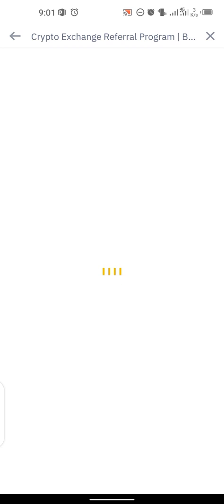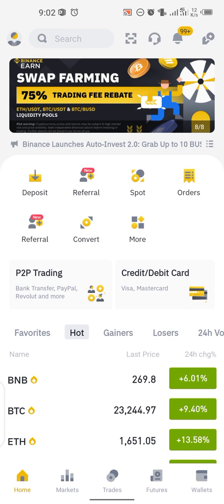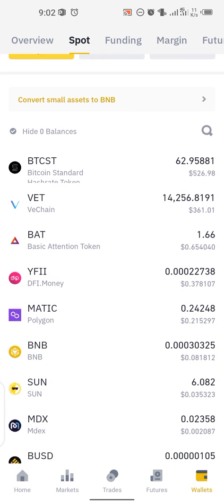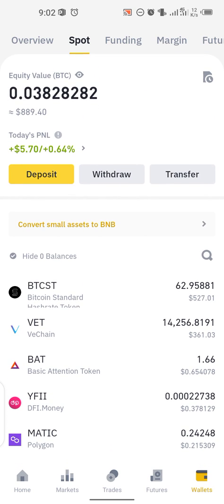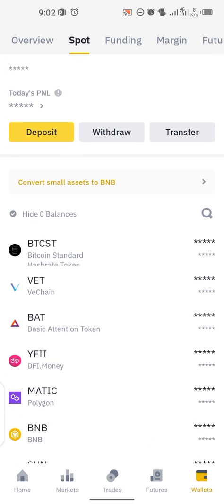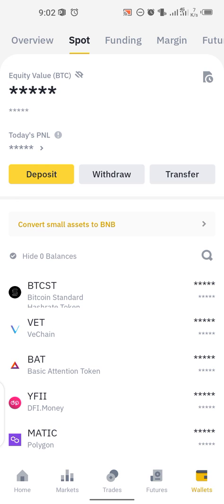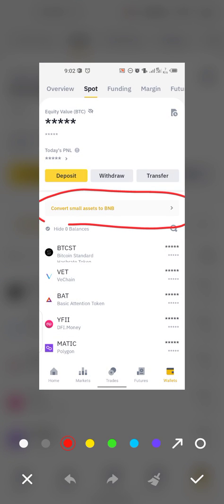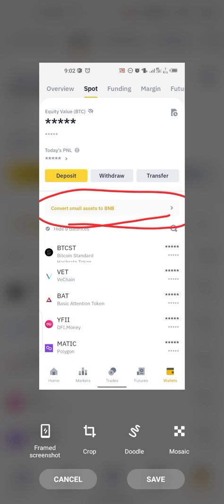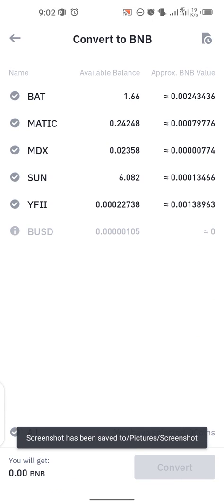Right now, let's move away from there and return to the main page. Here on wallets, you can see we have taker fee and maker fee, and you see we have these small assets. When you tap on this area where it says convert small assets to BNB, that's the most important thing. So we cancel this convert, then tap on convert small assets to BNB.